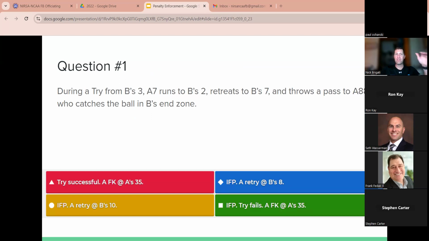During a try from B's 3, A7 runs to B's 2, retreats to B7, and throws a pass to A88, who catches the ball in B's end zone. Ron K, what is the correct answer of these choices?